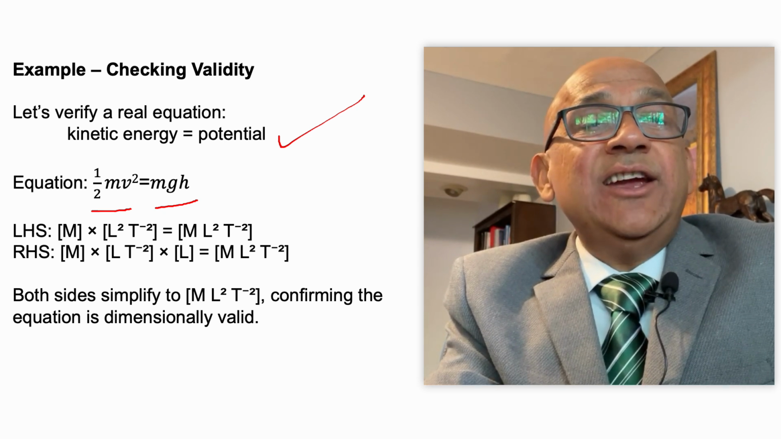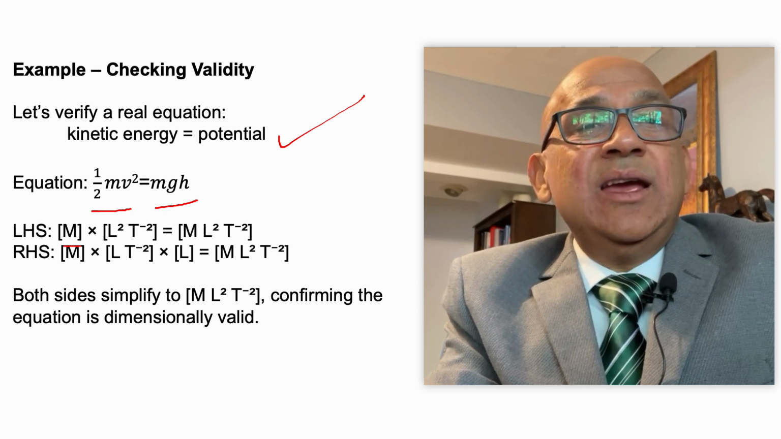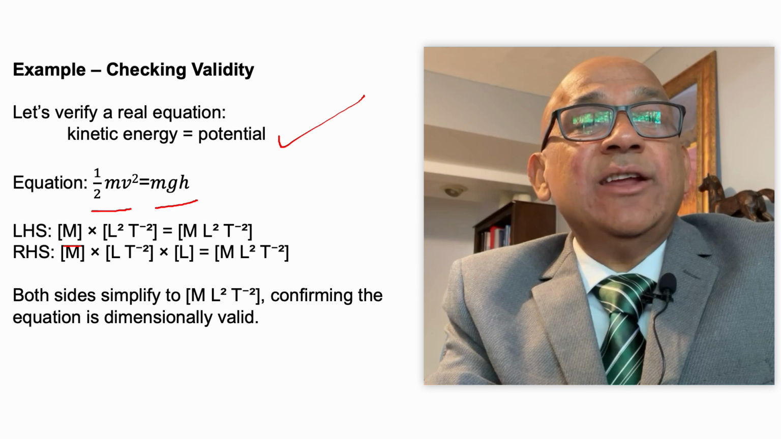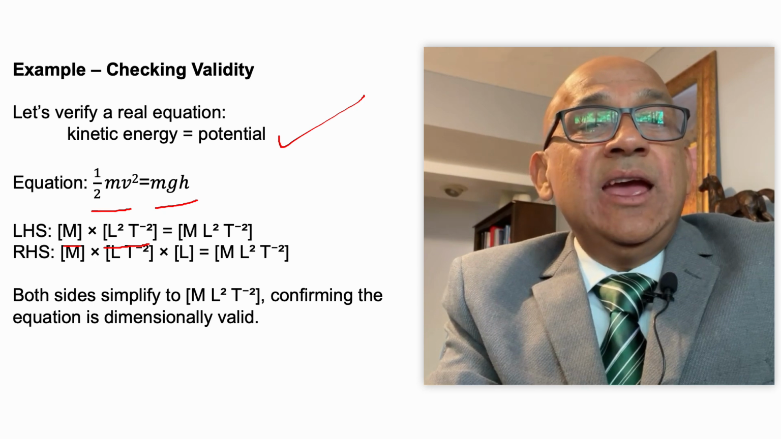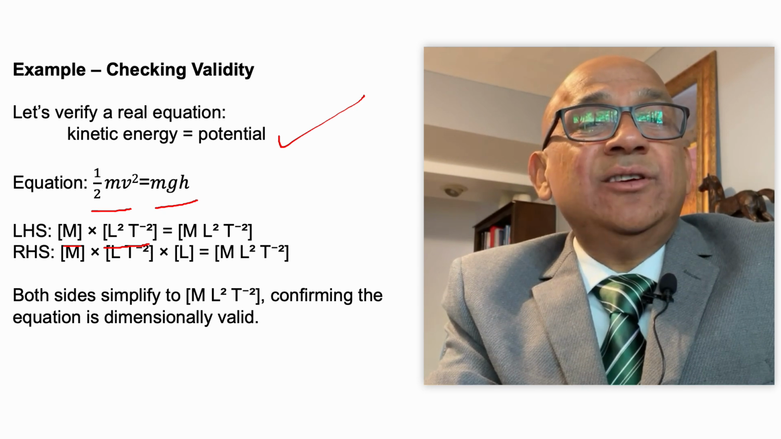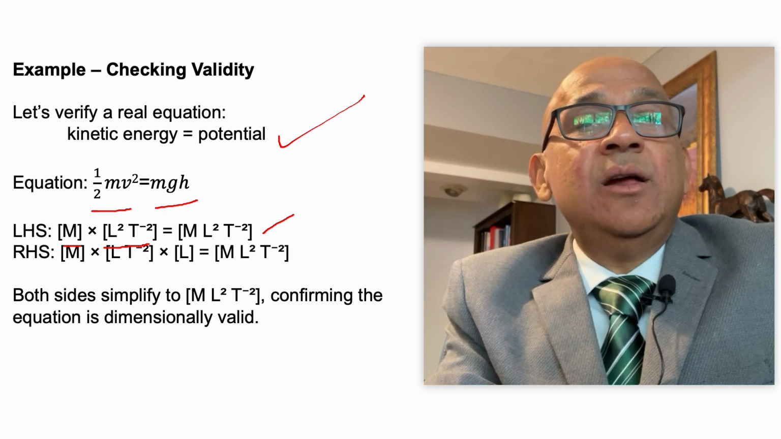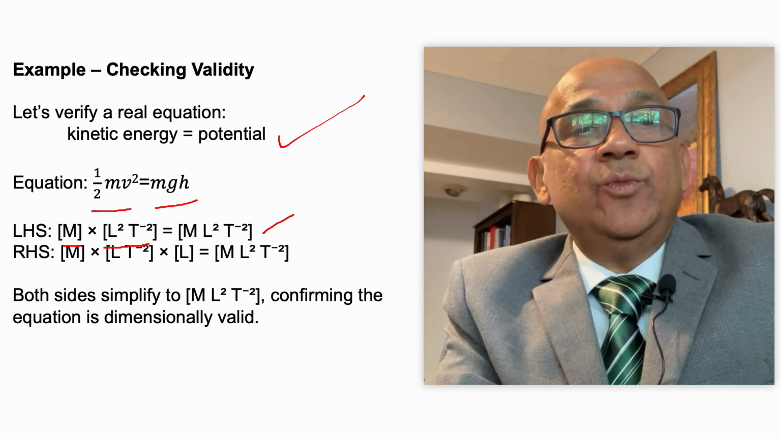On the left hand side, mass has a dimension of M and velocity has L T to the power minus 1. When you square it, it will become L squared T to the power minus 2. And when we put it together, the dimension of the left hand side is M L squared T to the power minus 2.